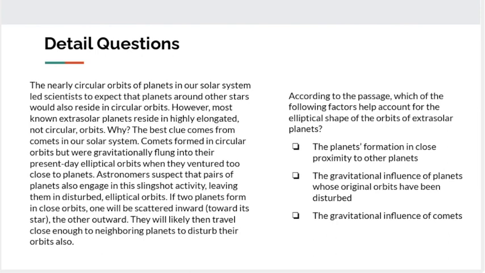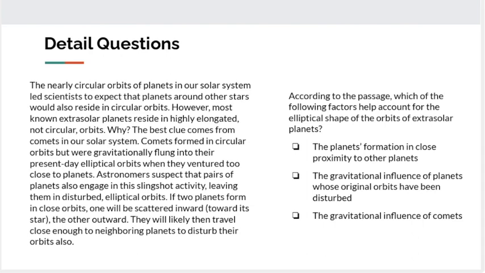However, most known extrasolar planets reside in heavily elongated and not circular orbits. Why? The best clue comes from comets in our solar system. Comets formed in circular orbits but were gravitationally flung into their present-day elliptical orbits when they ventured too close to planets. Astronomers suspect that pairs of planets also engage in this slingshot activity, leaving them in disturbed elliptical orbits.